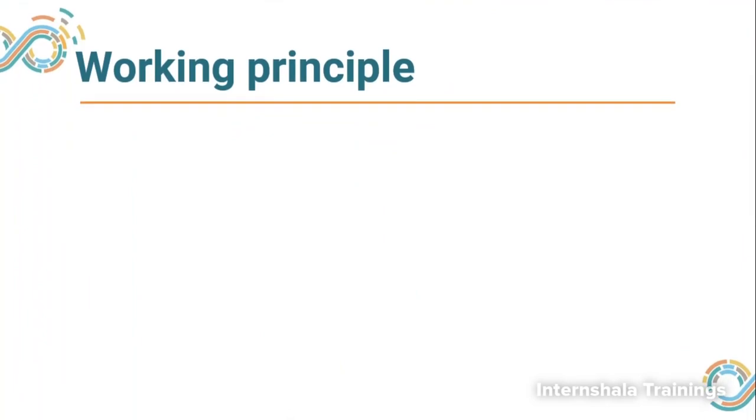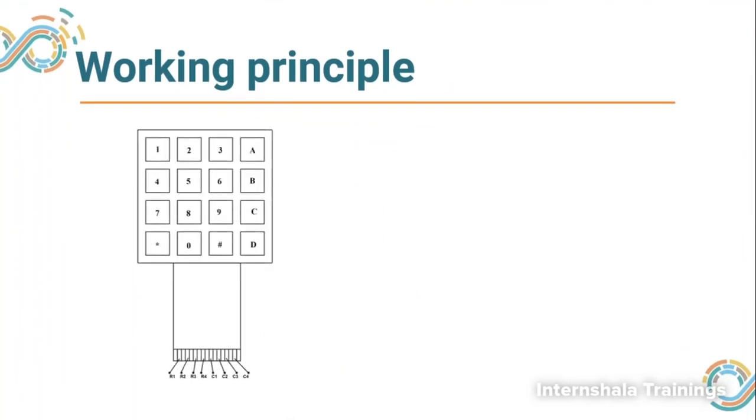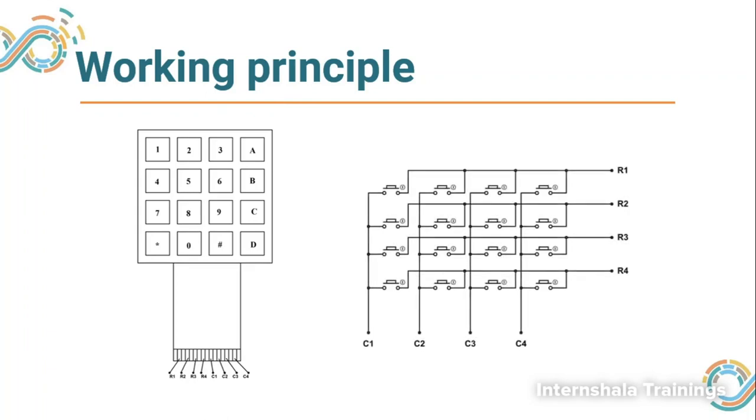So how do they work? Let us take a very standard 4x4 keypad. Here I have the digits from 0 to 9. I have 4 alphabetical values also, which are A, B, C, D, and star and hash. Now you can see that there are 4 rows and 4 columns. For each row and each column there is a wire, so there are 8 connecting wires.